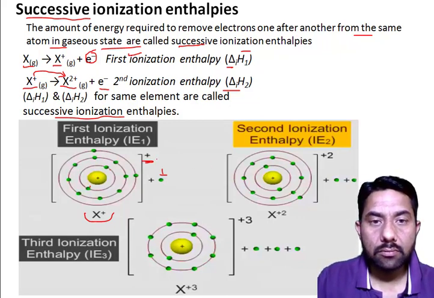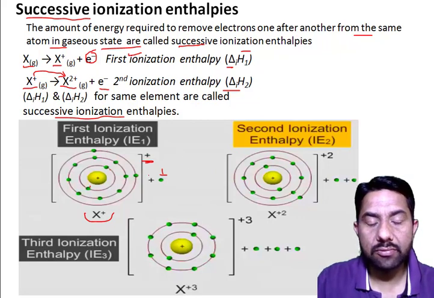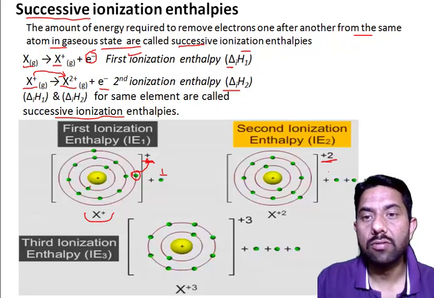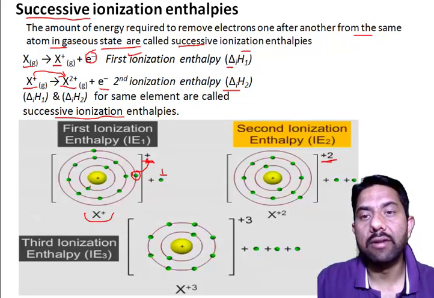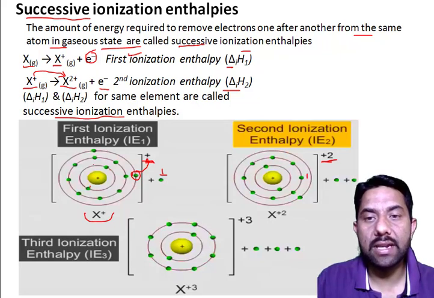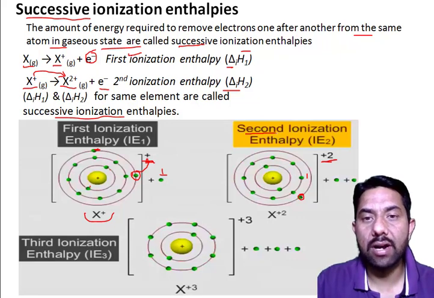Then this X positive is changed once one more electron is removed. If this electron is removed, it will carry 2 positive charge. One positive charge was already there, now another electron is removed, and since the electron is negatively charged, it releases that electron and acquires more positive charge. Now, as you can see in this valence shell, this electron is removed and we have only one electron. Whatever energy is required for this is the second ionization enthalpy.